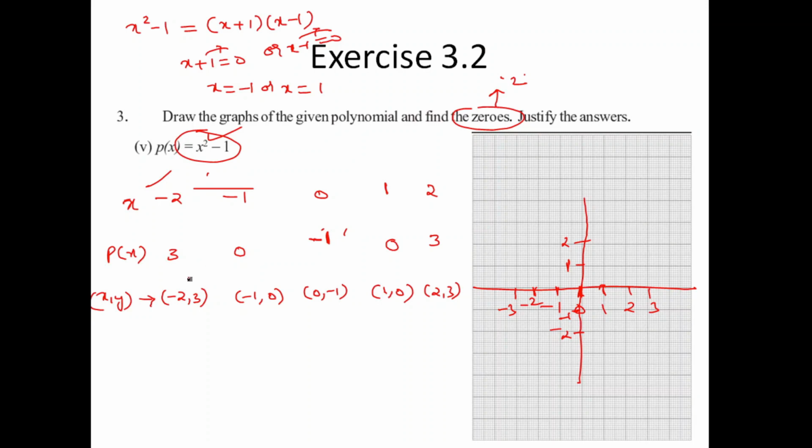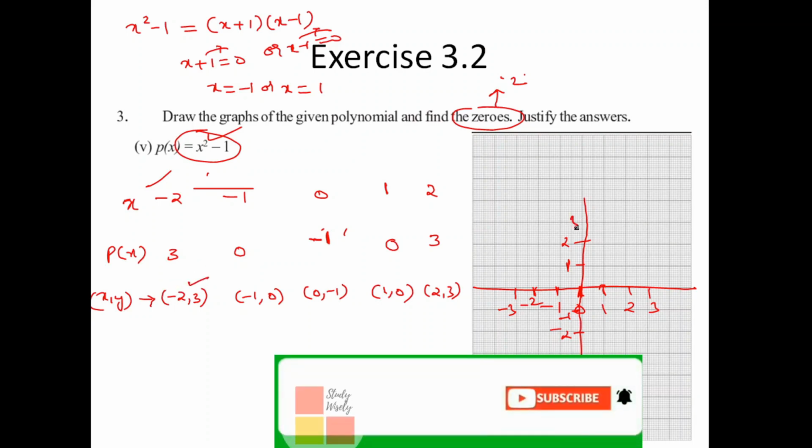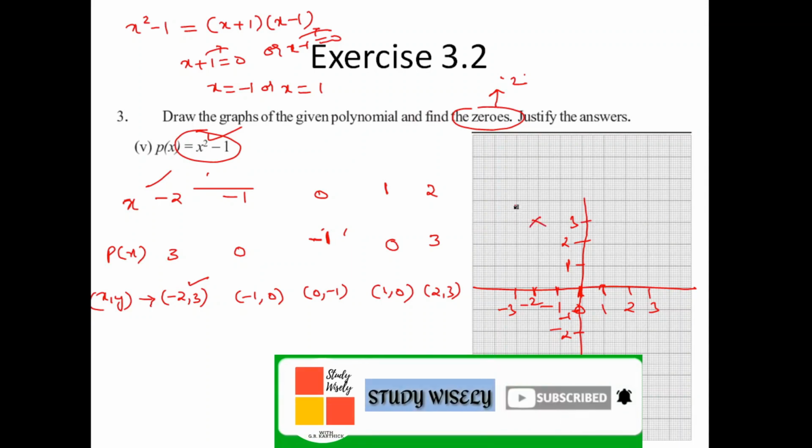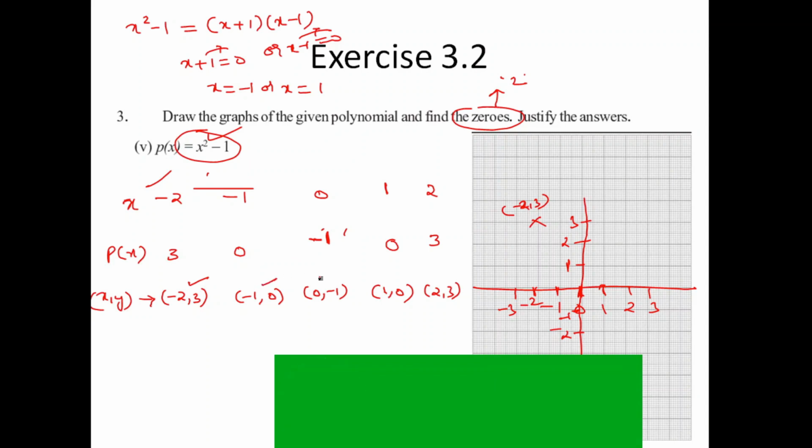So I'm substituting the first value, minus 2 comma 3. Minus 2 comma 3, where it is over here 3. So this is minus 2 comma 3. Okay. The next one is minus 1 comma 0. Minus 1 comma 0 is over here. The other one is 0 comma minus 1. 0 comma minus 1 is again over here only, no problem. 1 comma 0 is again here, and the other one is 2 comma 3. 2 is over here, 3 is over here, right? So this is your 2 comma 3.